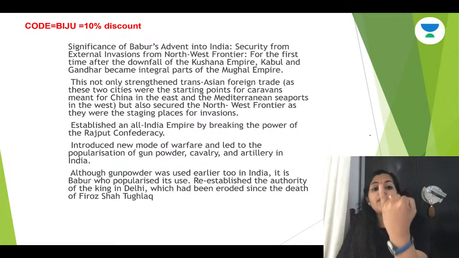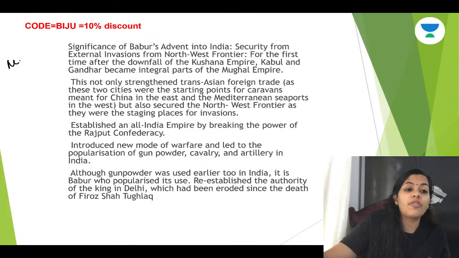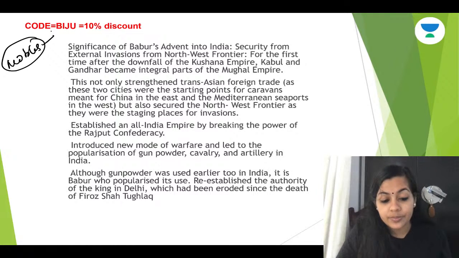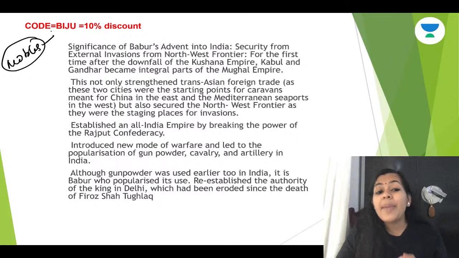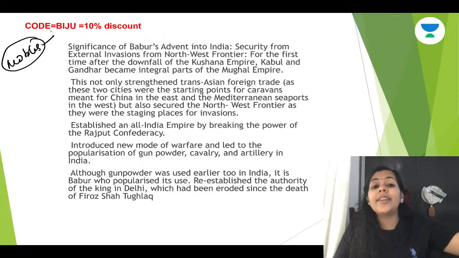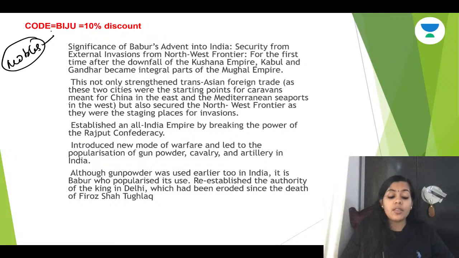The first challenge was that many of the nobles of Babur were not ready to be in India. They wanted to go back to their motherland. Babur knew that the resources in India alone would enable him to build a strong empire and satisfy his beks. Beks means the nobles. So he pleaded with them, he convinced them, he made them stay, and he also faced a lot of hostility from the citizens of the country itself. So this was a great blow to Babur.